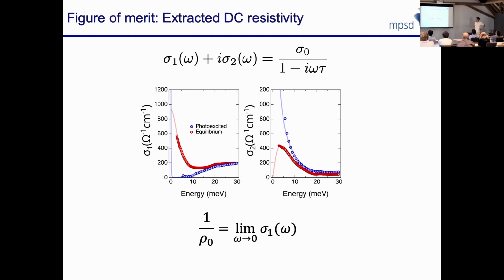No, I take sigma 1 and sigma 2, I fit them, I let sigma 0 and tau float, I keep the carrier density constant, as you'll see later, as a function of time. But basically, I'm taking this figure of merit that is the extrapolated zero frequency conductivity from my Drude model. I don't do anything. I just fit the data. And the data tells me, just let me say one thing.